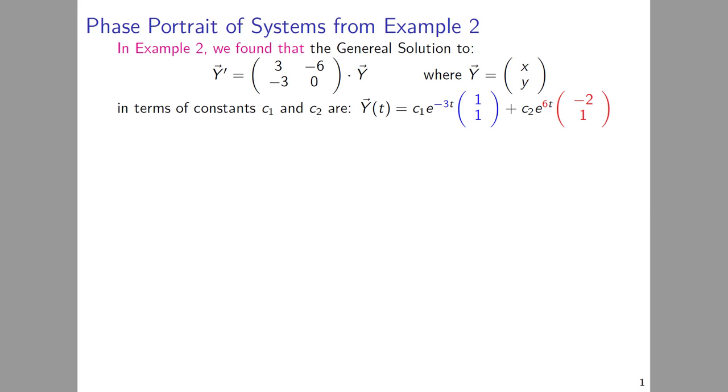In example 2, we found the general solution of the linear system y prime equals the matrix 3, negative 6, negative 3, 0 times y, in terms of constants c1 and c2, to be y equals c1 e to the negative 3t times 1, 1 plus c2 e to the 6t times negative 2, 1.